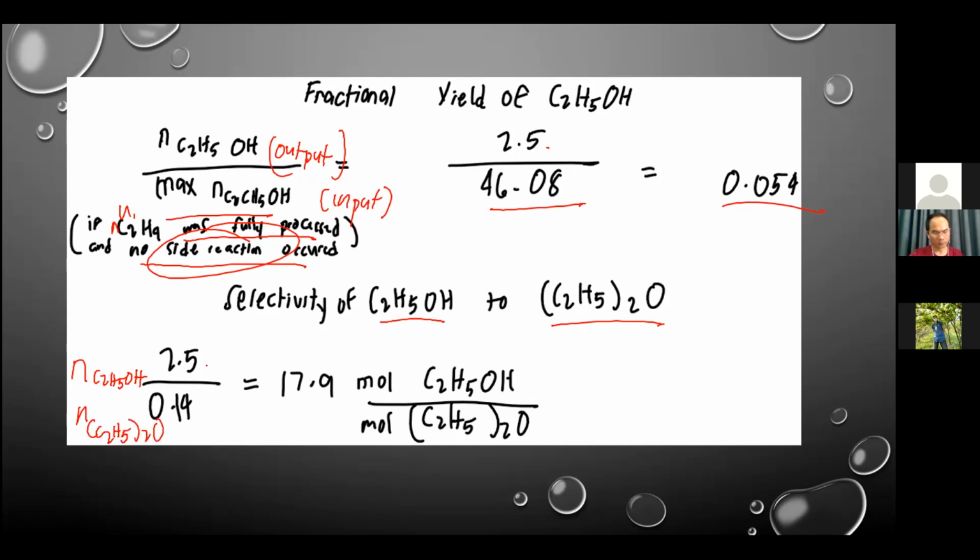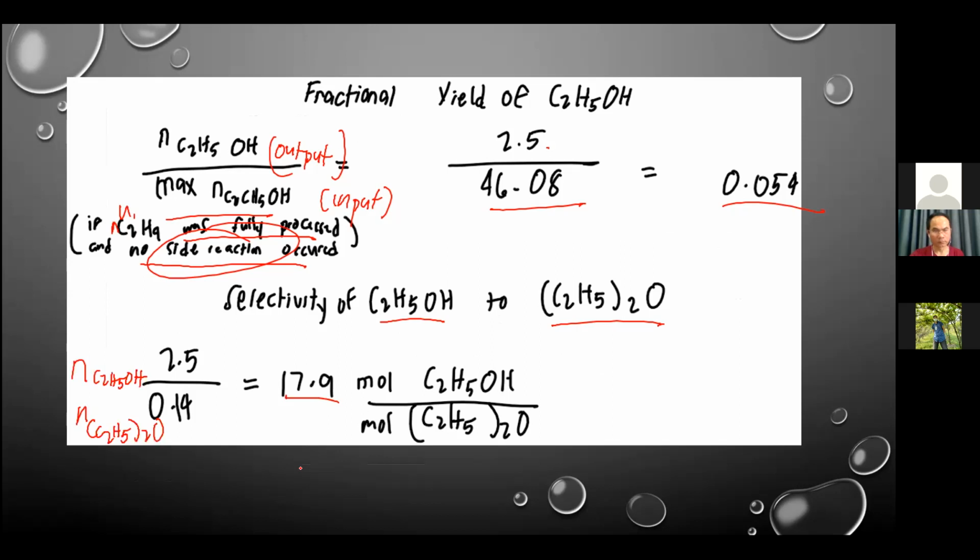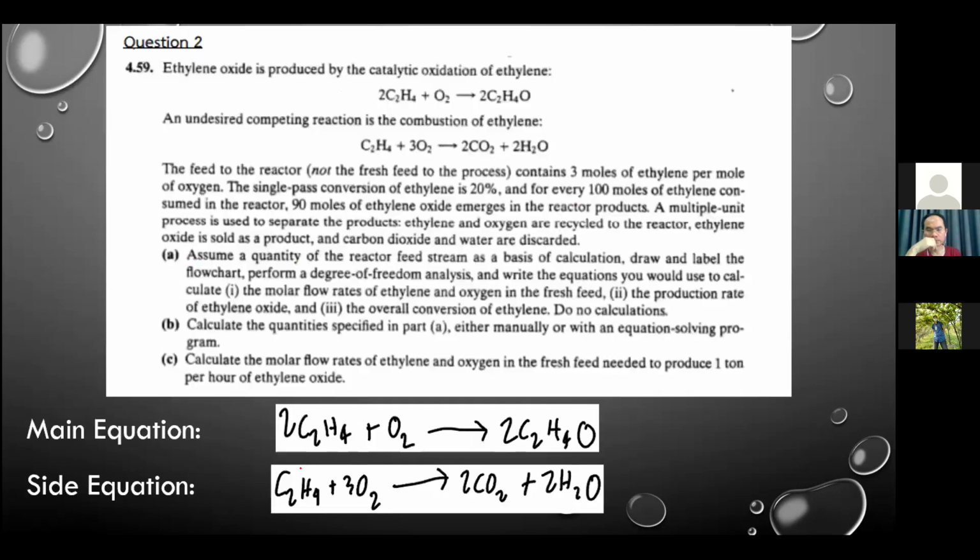This was given in the question if we look back. So the moles of ethanol is 2.5, divided by the moles of ether, which is 0.14. We divide it and then we can know the selectivity of ethanol to ether, which is 70.9. Okay. So I think I'm done with the first question. I'm going to discuss the second question.